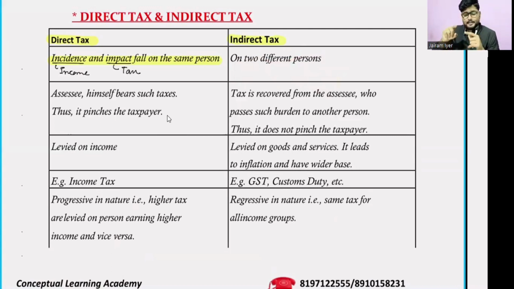Correct. The incidence at a very early stage falls on Ruchi. After that, it gets transferred to me. But as soon as I sold it to the final consumer, that is you all guys, the impact is on you. So here it is on two different persons. It's not on the same person. But in case of direct tax, the one who is earning the income is going to pay the tax.